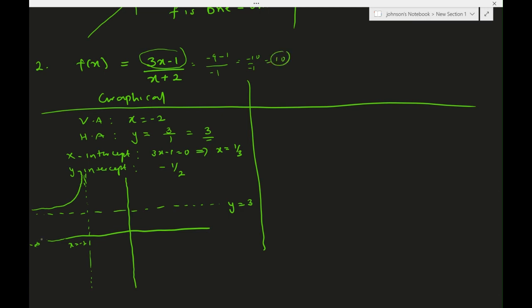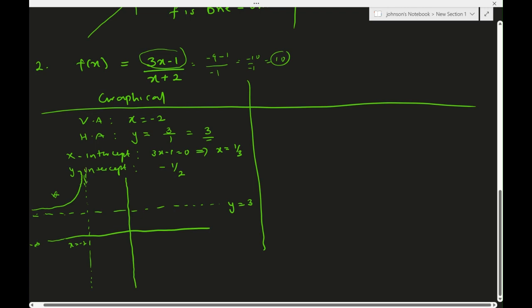So you have a number 10. You can see 10 is bigger than 3, and this line is 3. So if you are between minus infinity and minus 2, your graph is going to be in this region. So it's going to go this way. And because this is a vertical asymptote, we have this one also here.